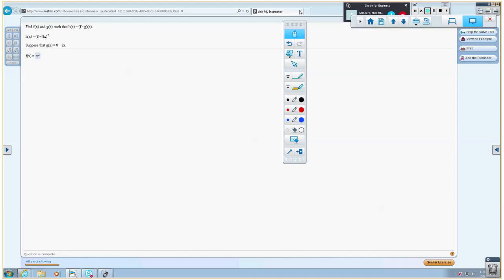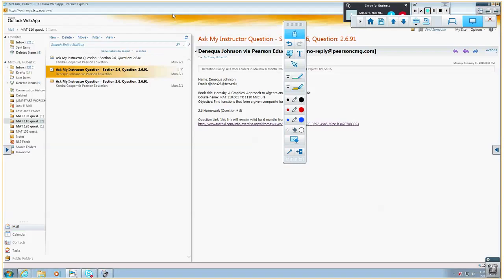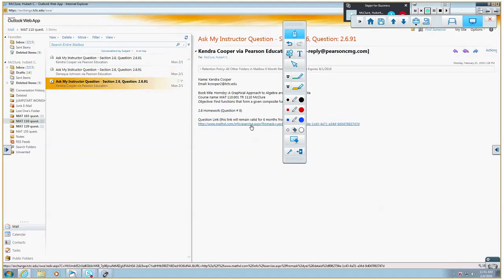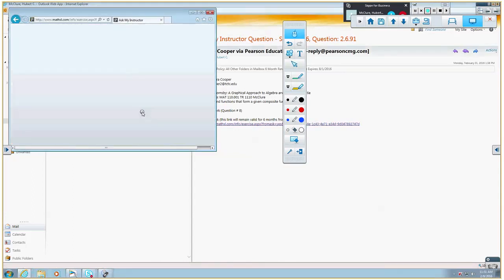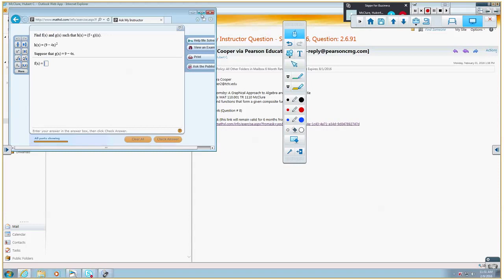Next question. Same question. Let's see if it's different numbers. All right. Well, it's the same type. What's the answer? F of x is equal to what? X squared. What if this was 9 minus 4x to the third power? Be x to the third. What if it was the square root of 9 minus 4x? Square root of x. So I just gave y'all 3 test questions there.